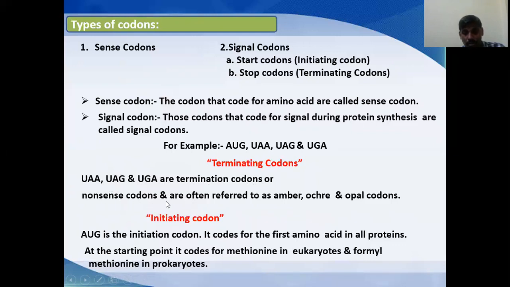These nonsense codons are often referred to by three names: amber, ochre, and opal. So UAA is called ochre, UAG is called amber, and UGA is called opal. So these are the terminating codons which never recognize any amino acid.